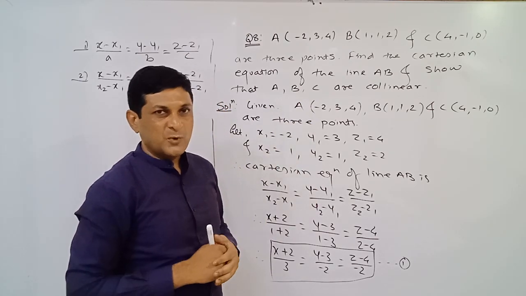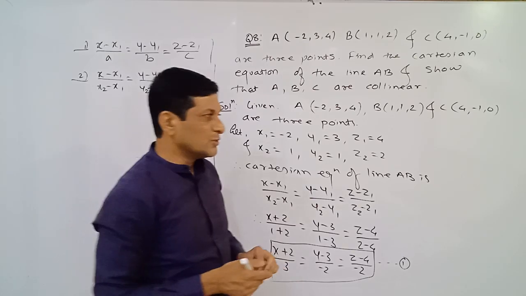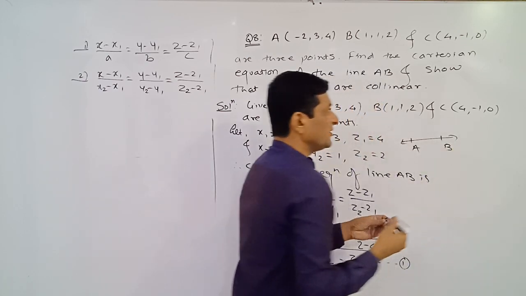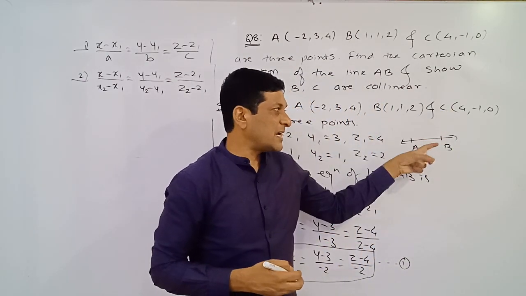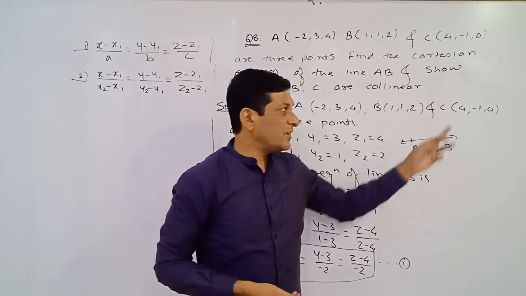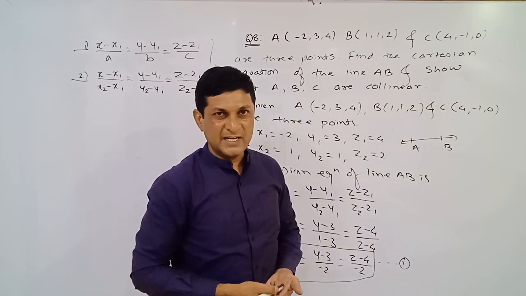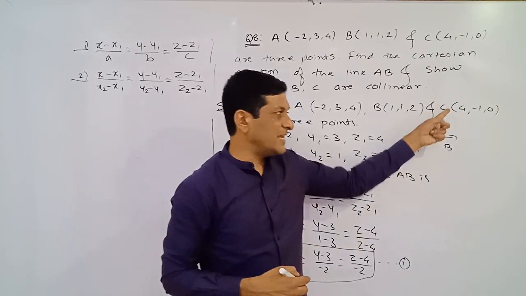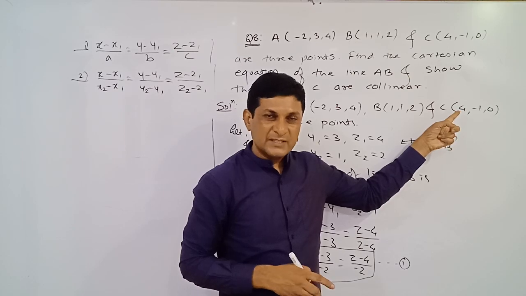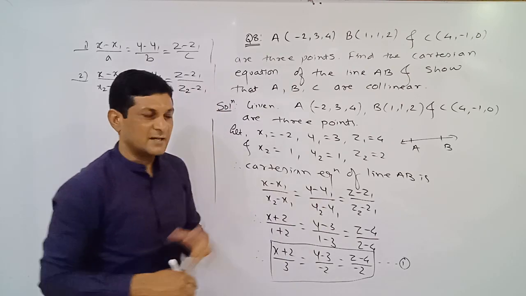Now the second part of this example is to show that these 3 points are collinear. To show this, we are using one simple method. The equation of line AB is already known to us. If the coordinates of the third point, C, satisfy this equation, we can say that point C lies on this line, and if the coordinates of point C do not satisfy the equation of line AB, then C is not a point on line AB. So to check whether C lies on AB or not, we have to check whether the coordinates of point C satisfy the equation of line AB. Is it clear?